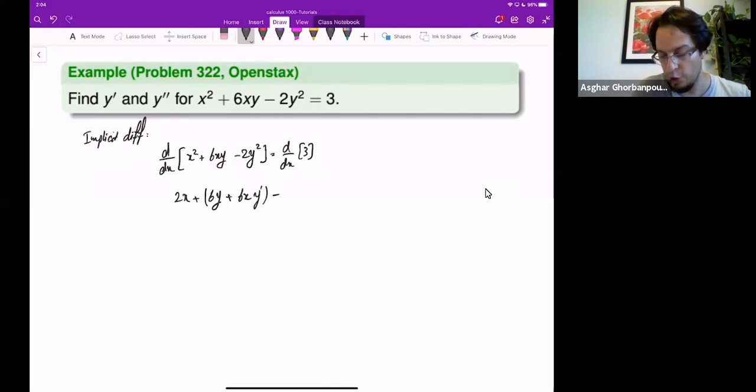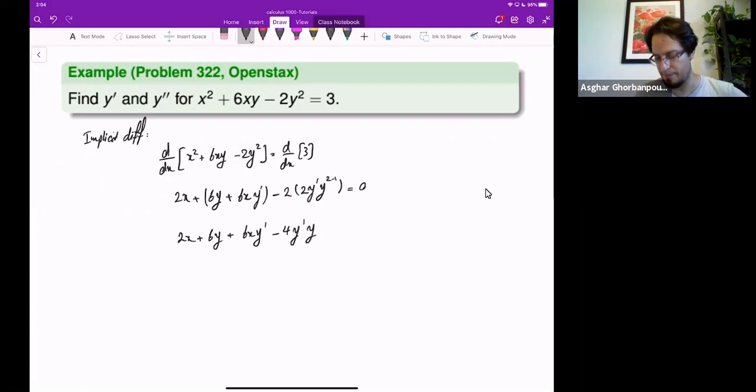Minus 2y squared. This is the generalized power rule, or chain rule plus power rule. It will be 2y prime, y to the power 1 less. And the derivative of 3, any constant, is 0. So this is 2x plus 6y plus 6x y prime minus 4y prime y equals 0.